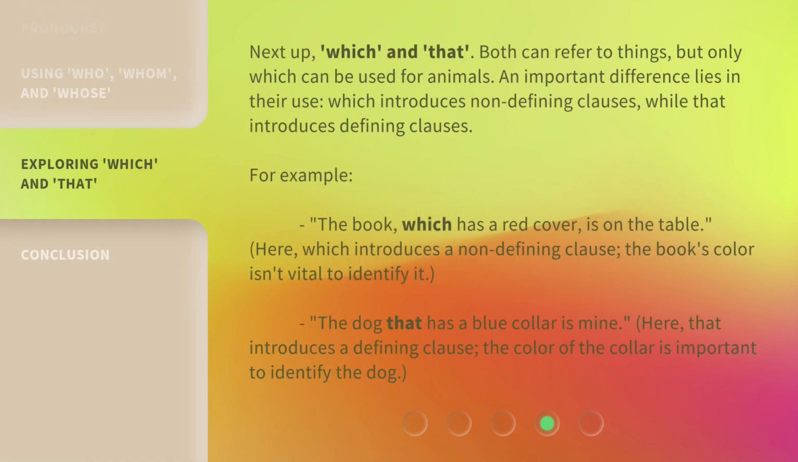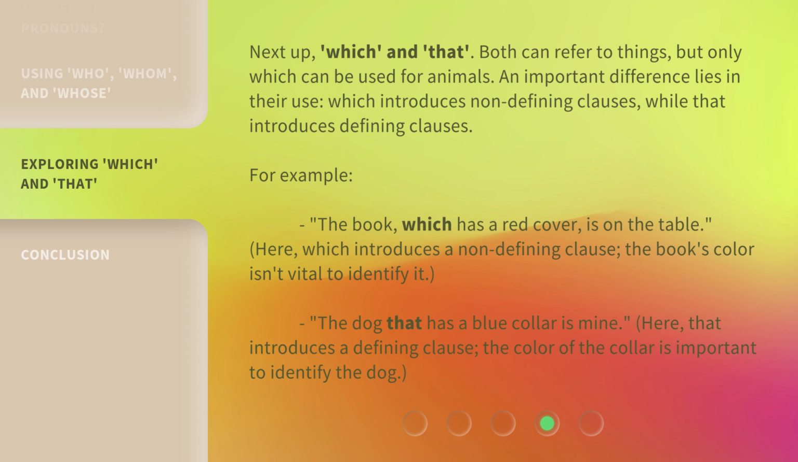Next up, which and that. Both can refer to things, but only which can be used for animals. An important difference lies in their use, which introduces non-defining clauses, while that introduces defining clauses.